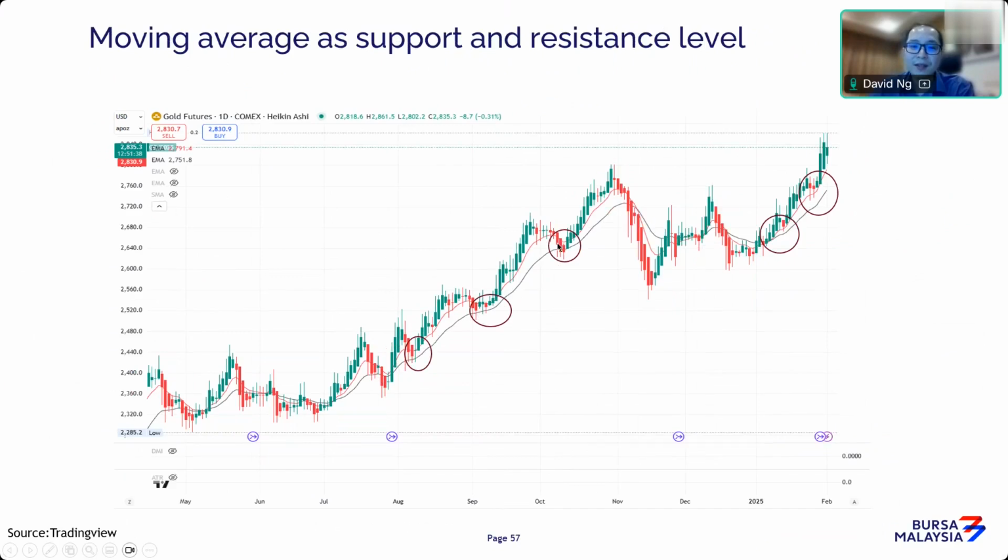So you can see that candles are well supported along the lines. The moment you break the lines, it tells you the market may potentially head into a downtrend, as we can see here. So moving averages not only tell you the crossovers, but they also act as support and resistance to your price levels as well.